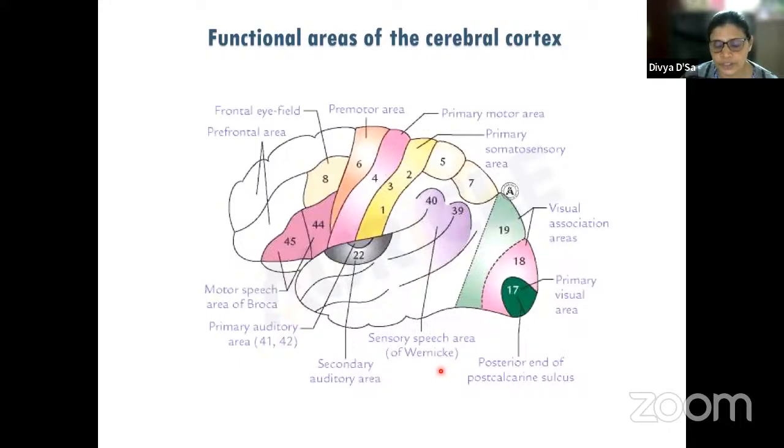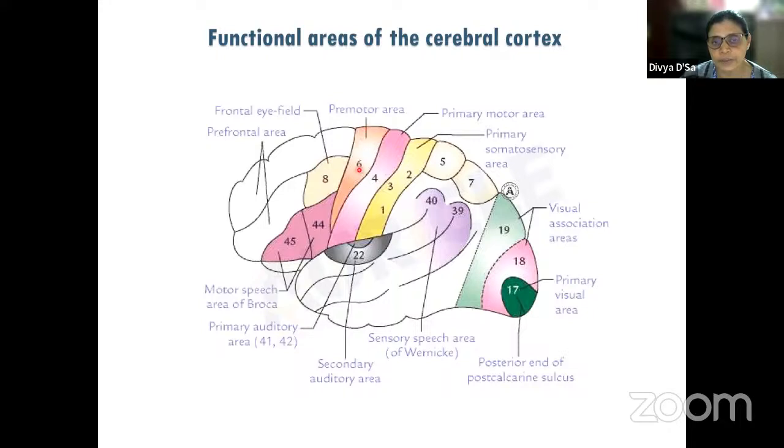Now coming to the functional areas. For each lobe, what are the functional areas? Again identify the central sulcus. In front of the sulcus, we have the primary motor area, area number 4. The pyramidal tracts have their origin here. It basically controls the voluntary movements of the opposite half of the body.